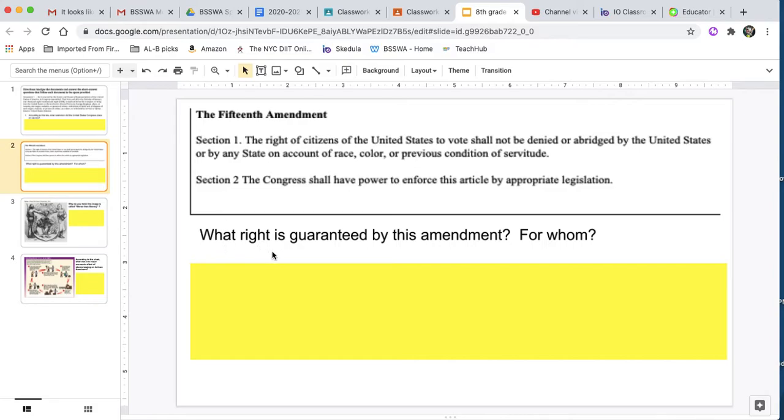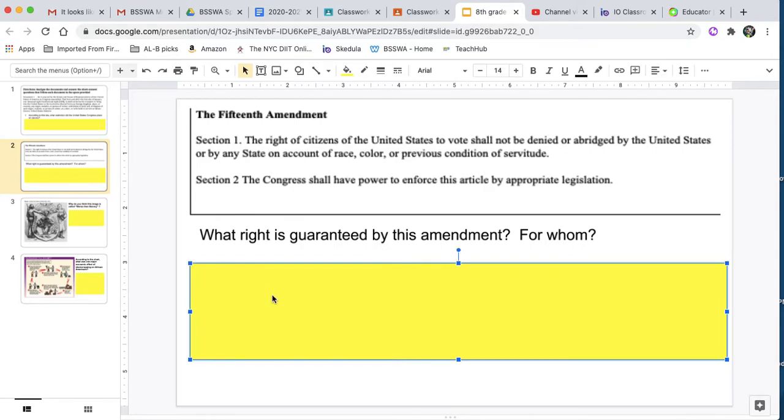Question: What right is guaranteed by this amendment? From whom? Remember that this is a two-part question. So when you double click on here and you have the cursor, you should be writing two answers here. What is guaranteed by this amendment and from whom?